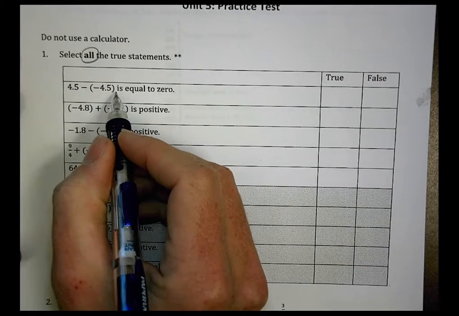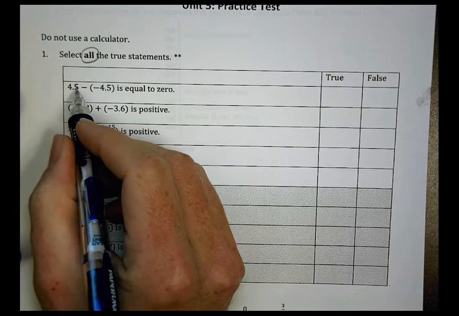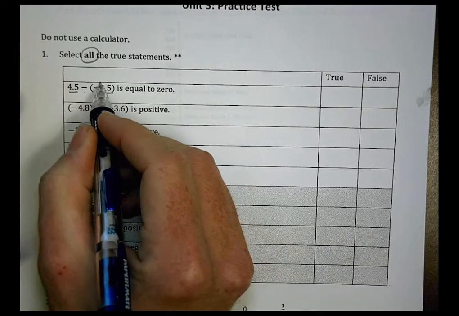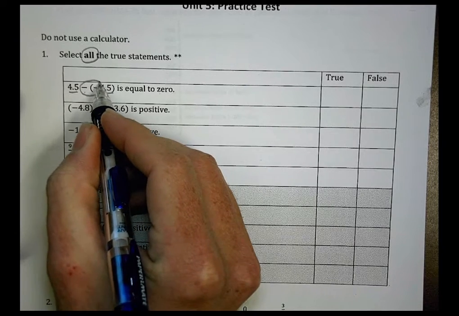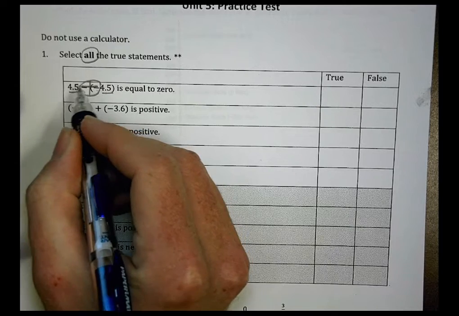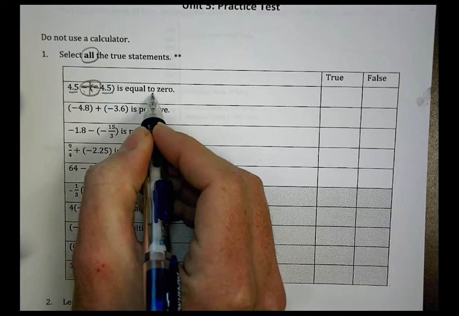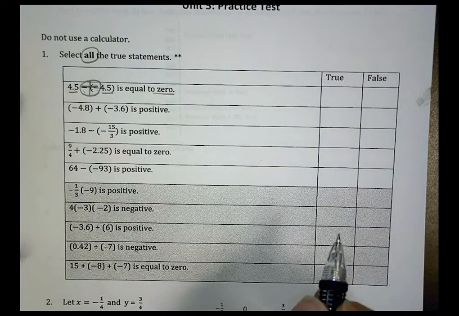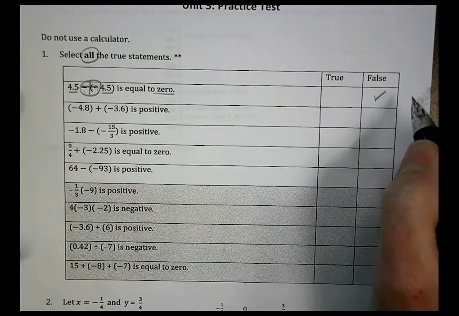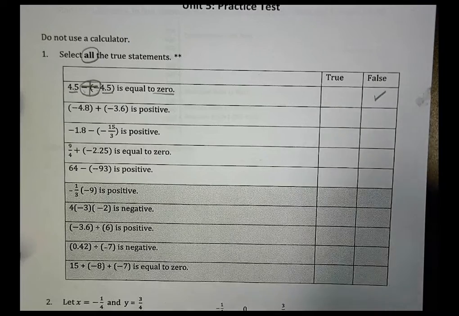Okay, so we have some various equations, or expressions really. We have a 4.5 and we're subtracting a negative 4.5. Recall that when we subtract a negative number, this becomes simply adding. So is 4.5 plus 4.5 equal to 0? I don't think so. So you'd want to check the box that says false.